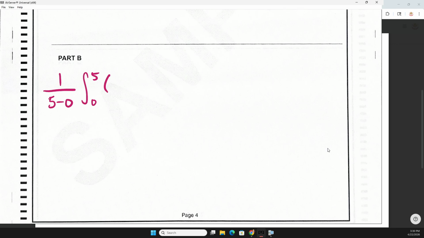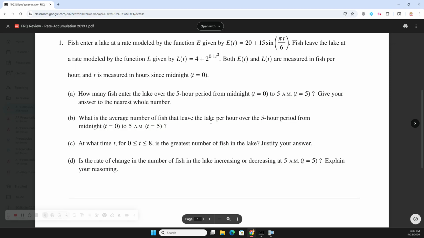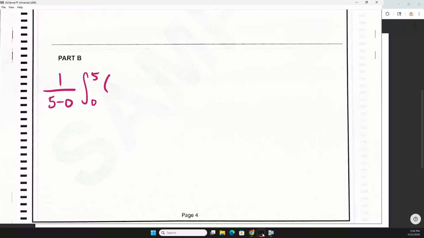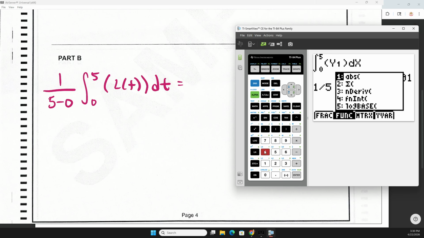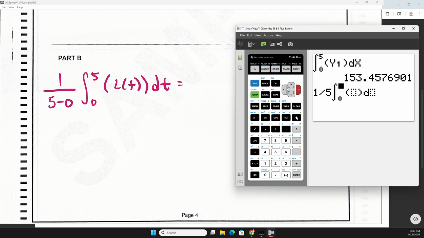And this one was about the average number that are leaving. So the leaving formula is L of t. All right, so you do have to tell them what you're doing. If you don't tell them that, you do not get credit. So we're going to now type in that integral. Don't forget about your 1/5. And then leaving was in Y2.